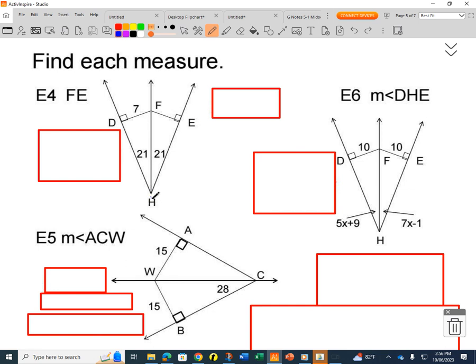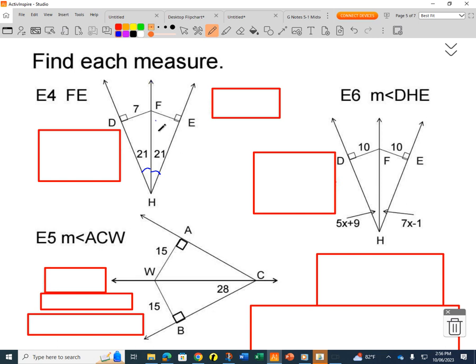So we're looking at this angle DHE, and there's a ray splitting this into two angles. They tell us that this angle measures 21 and this angle measures 21. So now we know that these are congruent. If these are congruent, that makes HF an angle bisector.